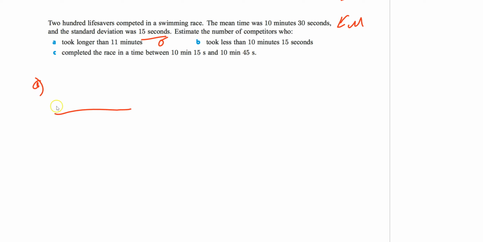So we have this. Our mean is 10 minutes 30 seconds. Now we can't work in minutes and seconds. We gotta convert it. So either we're gonna go seconds, which means multiply 10 by 60, add 30, or we can move on to minutes.